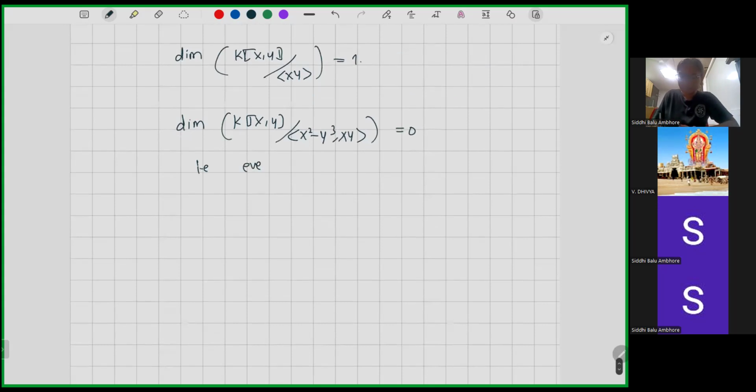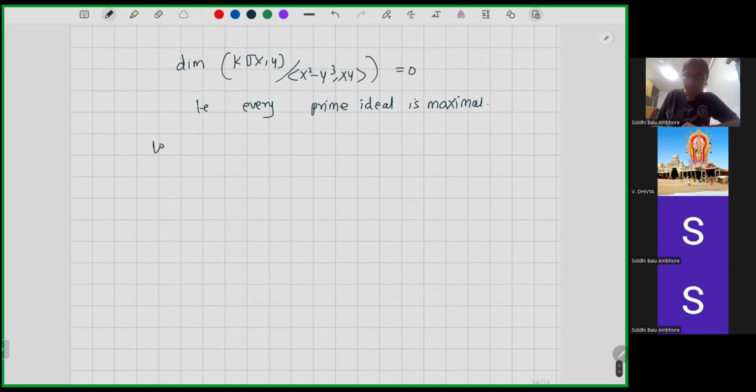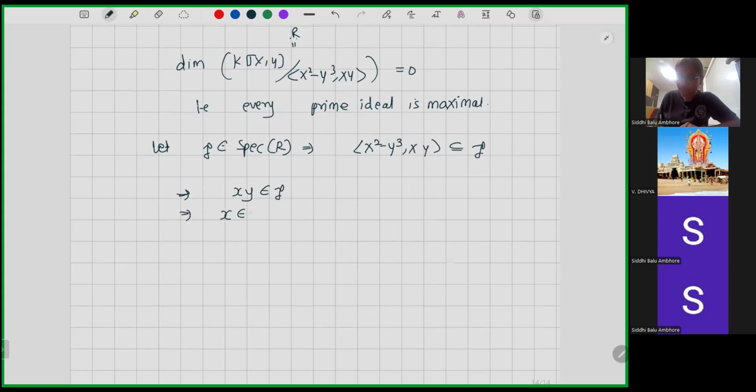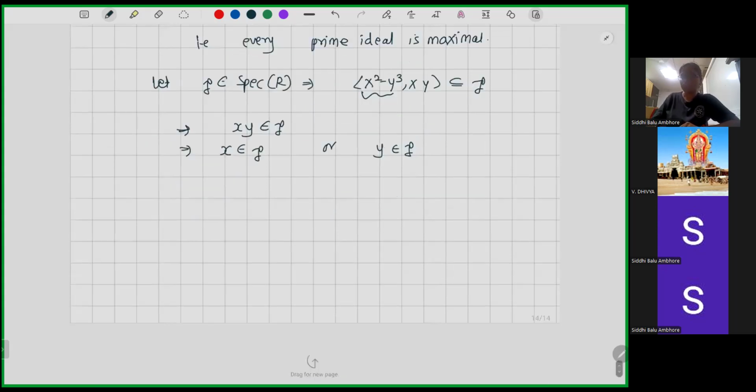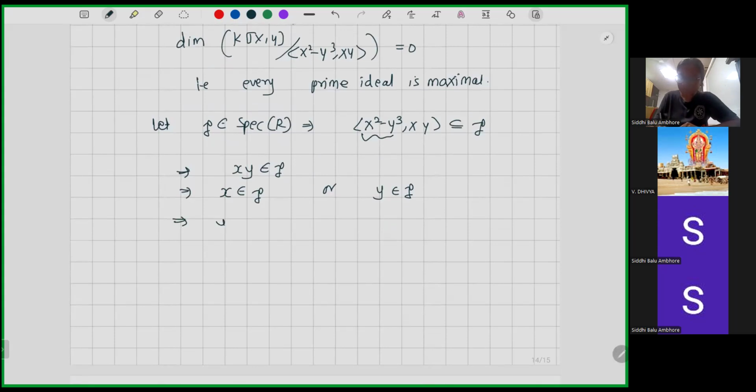That is, every prime ideal is maximal. And how to show that? Let me call this ring R. Let P be in Spec R. This implies that (x square minus y cube, xy) is contained in this prime P. Once I have this, xy belongs to P. Since P is a prime ideal, x belongs to P or y belongs to P. And the moment I have x in P and x square minus y cube in P, it implies that y cube is in P, right?